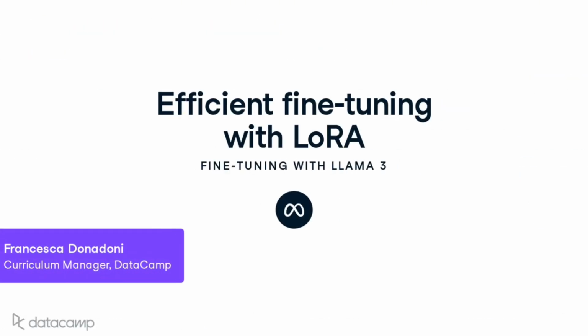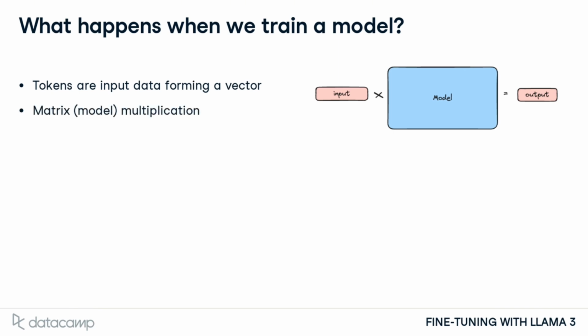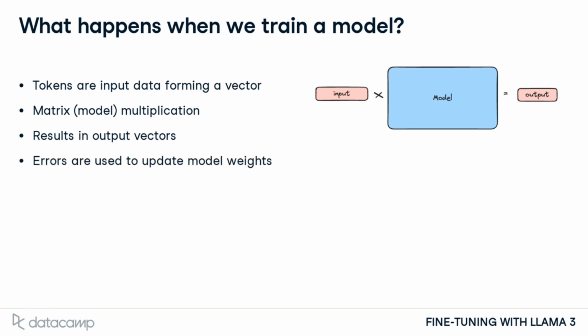In this video, we explore efficient fine-tuning with low-rank adaptation, LoRA, which helps fine-tune larger models with limited hardware. Training a model goes through a few steps. It involves creating a vector from input data, tokens, multiplying it by a weight matrix, the model, and comparing outputs to reference vectors from training data. The error updates the weights. Larger models need more computation, so reducing model size makes training more efficient.